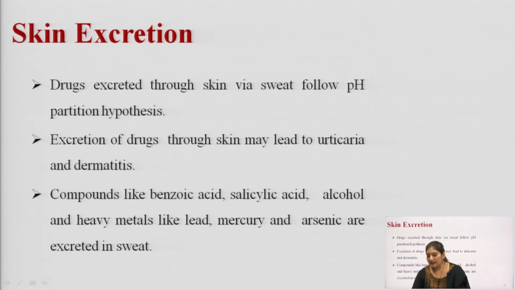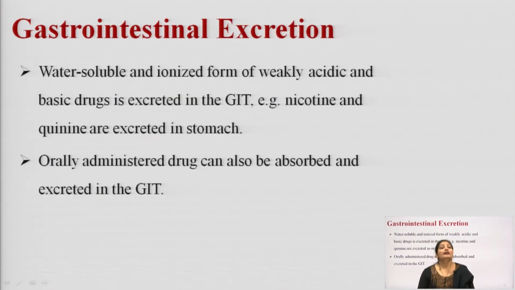Next type of excretion is the gastrointestinal excretion. The excretion of drug into the GIT, that is the gastrointestinal tract, will occur after the parenteral administration when the concentration gradient for the passive diffusion is favorable. So, this process is the reverse of the GI absorption of the drug.